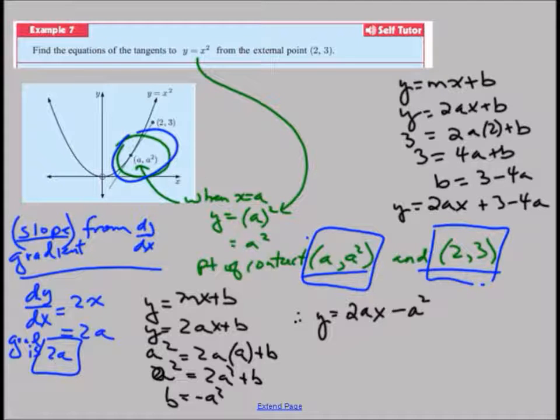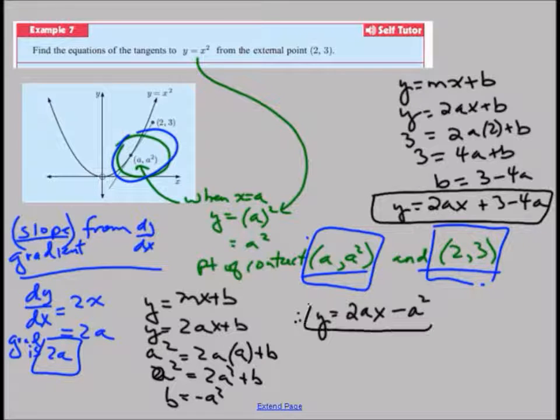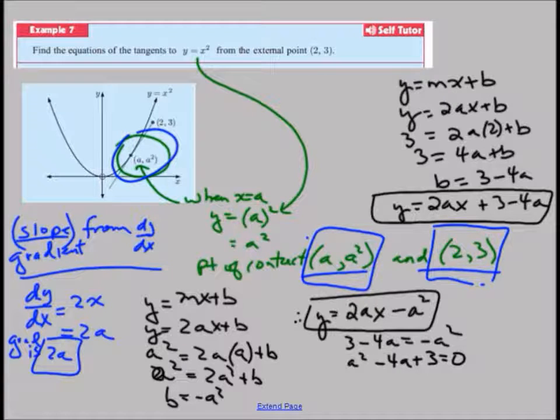So these two equations obviously have to be equal to each other, which also means that 3 minus 4a must equal negative a squared, and we could solve for a. a squared minus 4a plus 3 equals 0, this factors into (a minus 1)(a minus 3), so a equals 1 or 3.